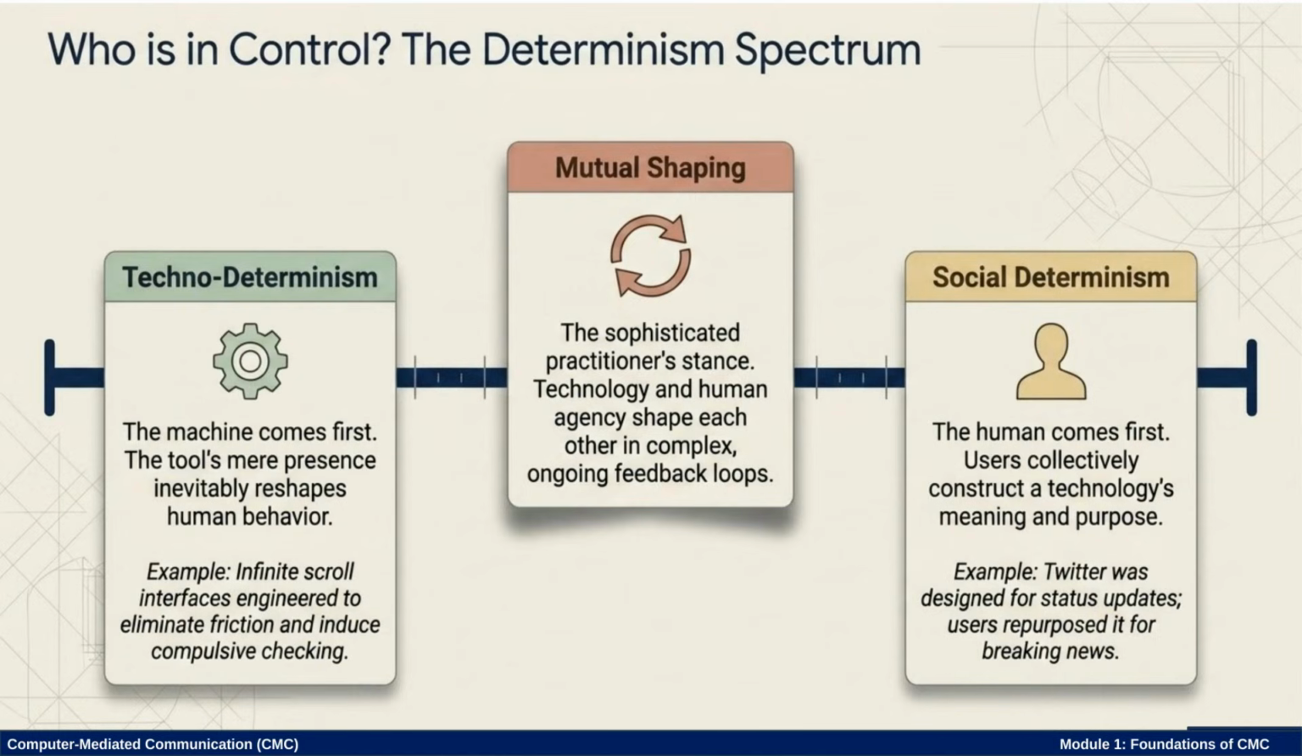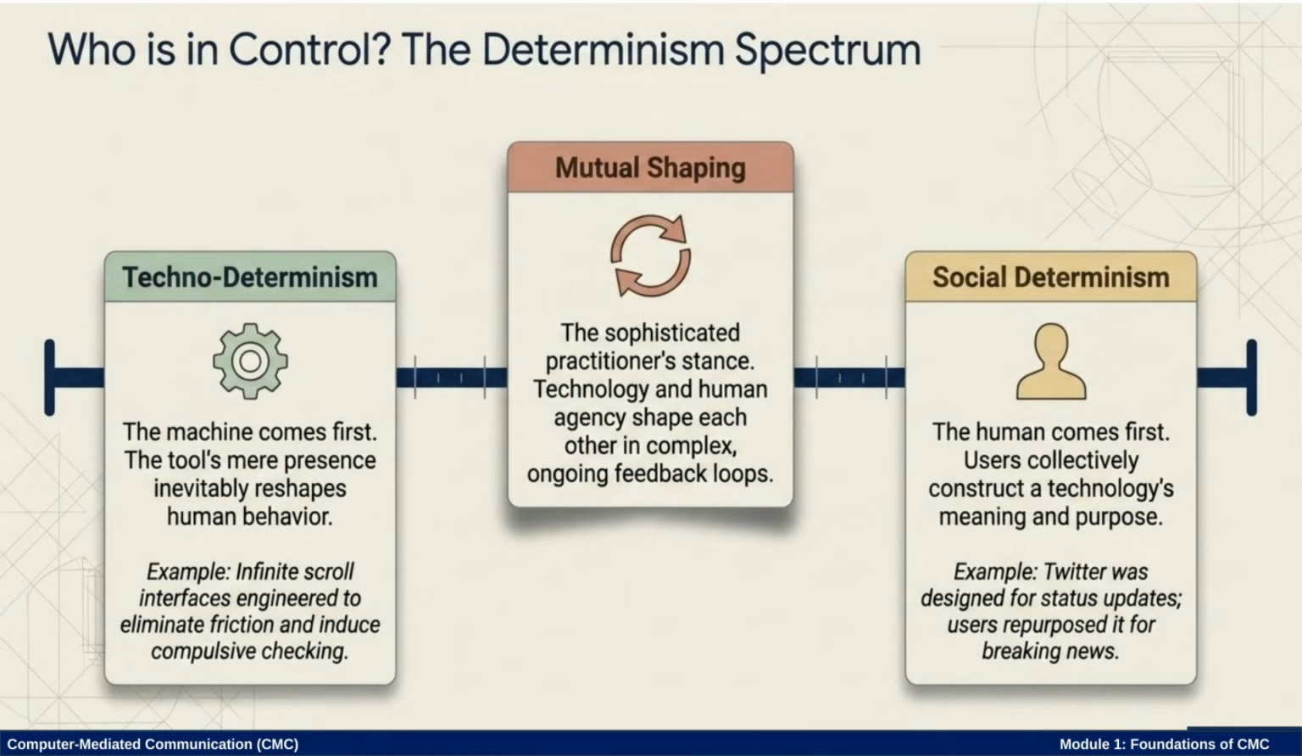On the other end, social determinism. This view says the human comes first. Users collectively construct the technology's meaning and purpose. Think about Twitter. It was originally designed just for short status updates among friends. But users repurposed it for breaking news and public discourse. The people, not the designers, decided what the tool would become. In the middle, we find mutual shaping, and this is the sophisticated practitioner's stance.